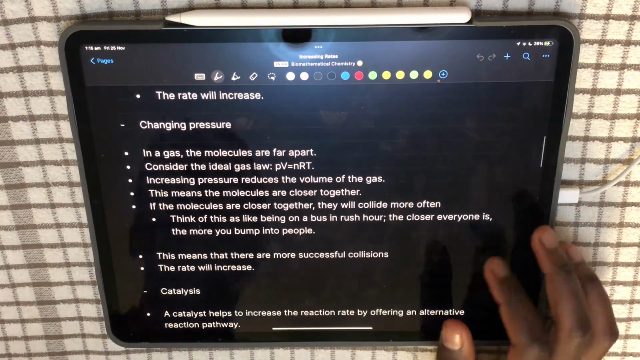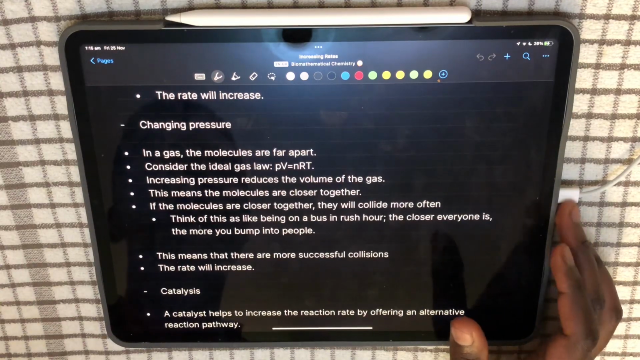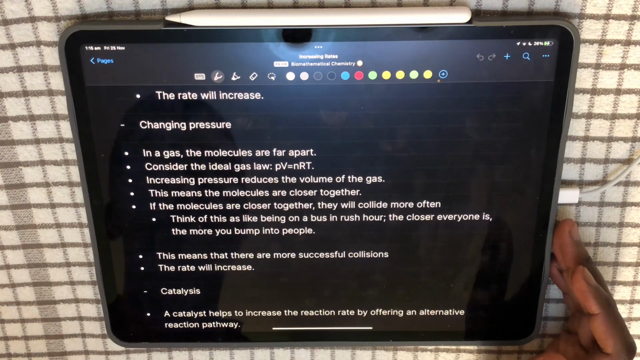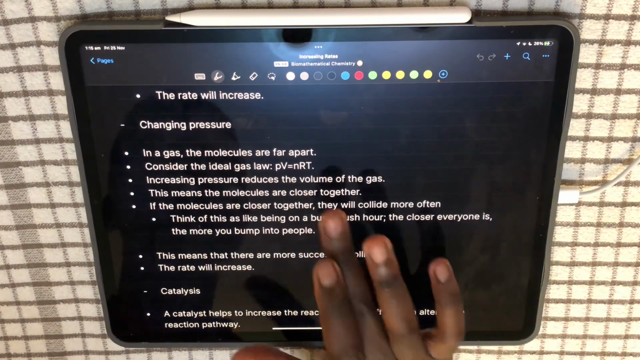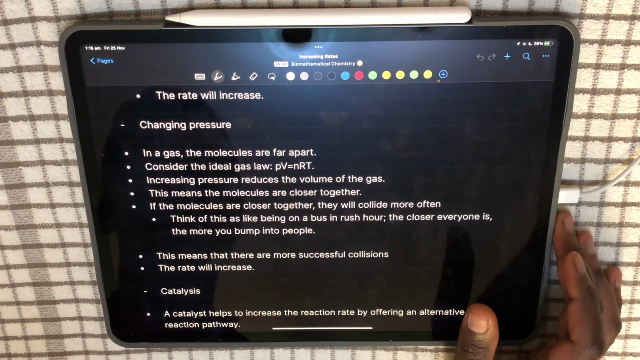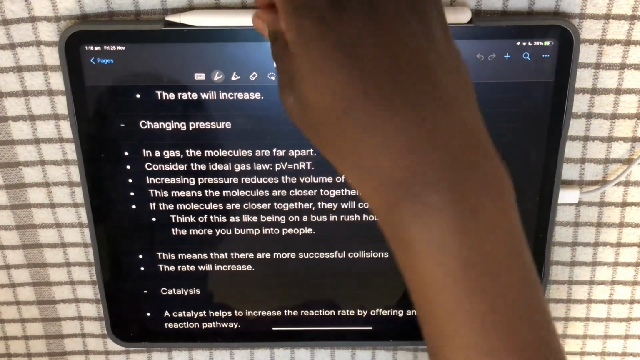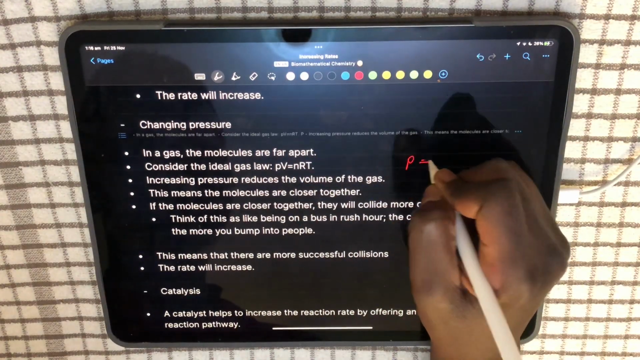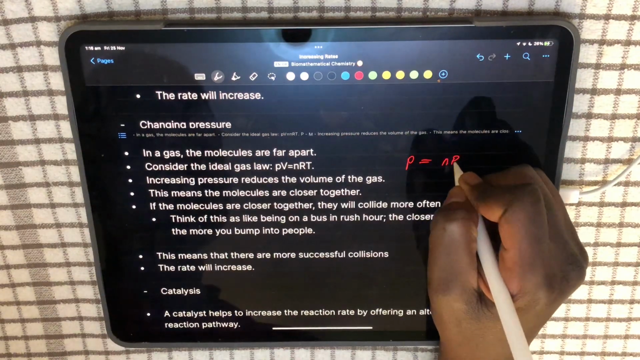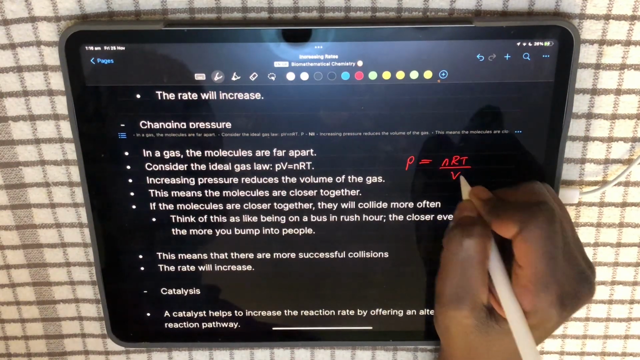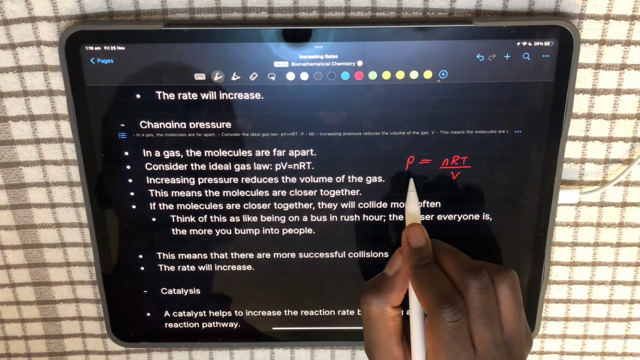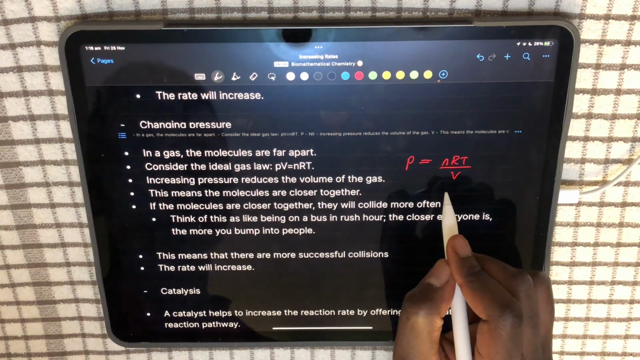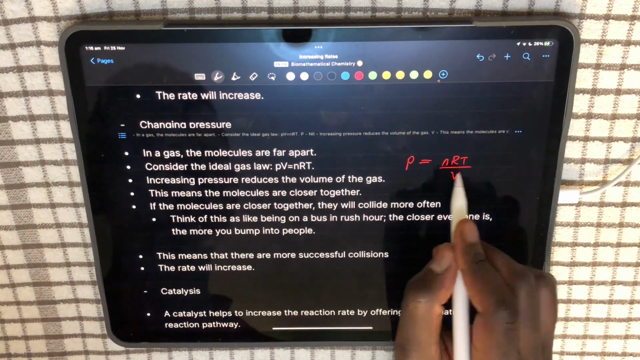Changing pressure. In a gas, the molecules are far apart, and consider the ideal gas law, PV equals nRT. Did I go through a video of that? I'm pretty sure I did. But increasing pressure reduces the volume of the gas. Makes perfect sense, because P would be equal to nRT over V. If you have a high pressure, your denominator would have to be significantly lower compared to your numerator.